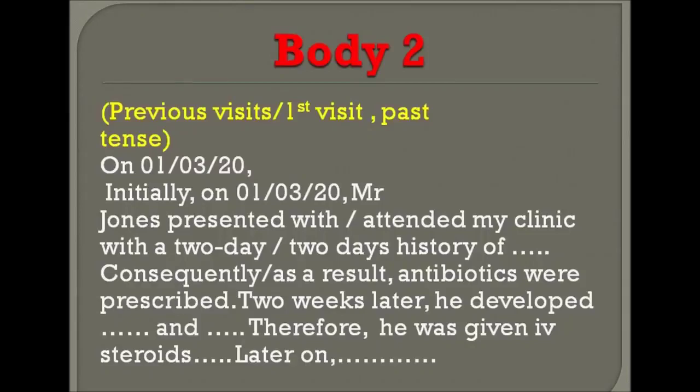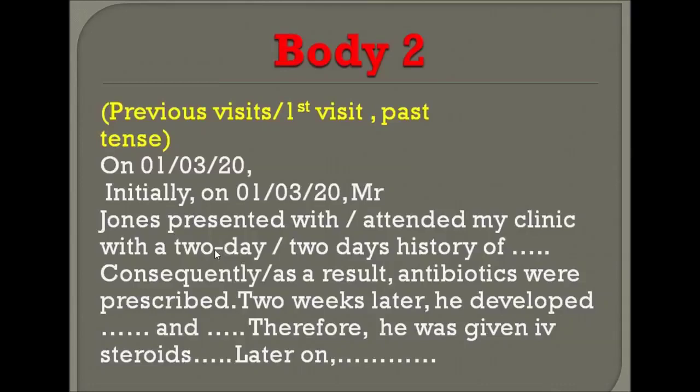Mention the patient's very initial visit, first visit. In this paragraph you will mention previous visits, the very first visit. In the very first paragraph, it will always be in the past tense. You can start like this: on 1st March 2020, or you can start like initially, comma, on 1/3/20 Mr. Jones presented with, or you can also write like this: Mr. Jones attended my clinic with a 2-day.